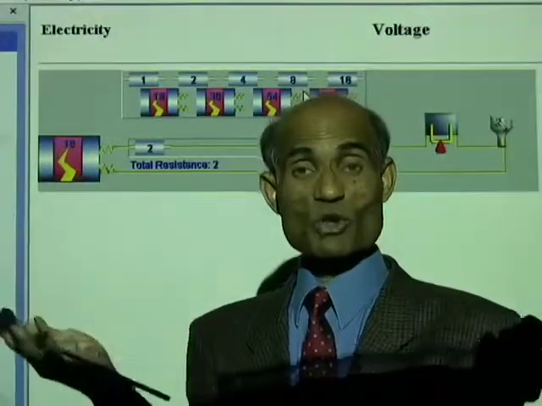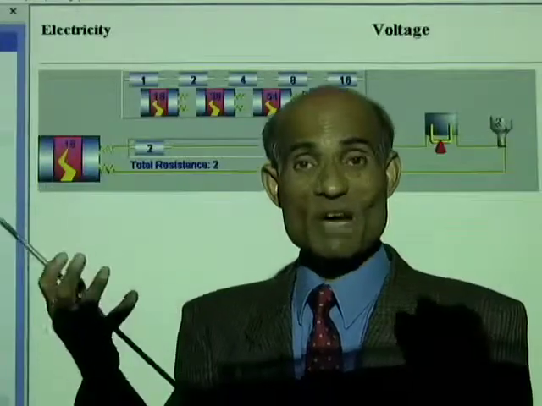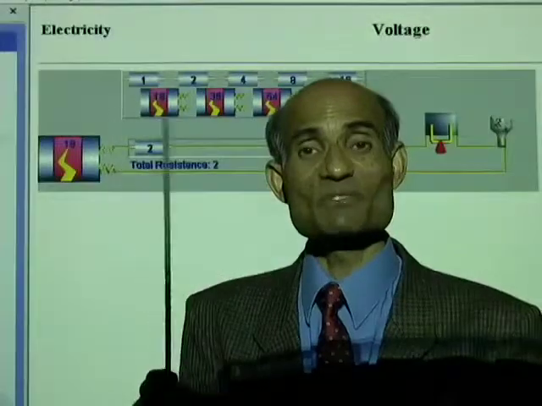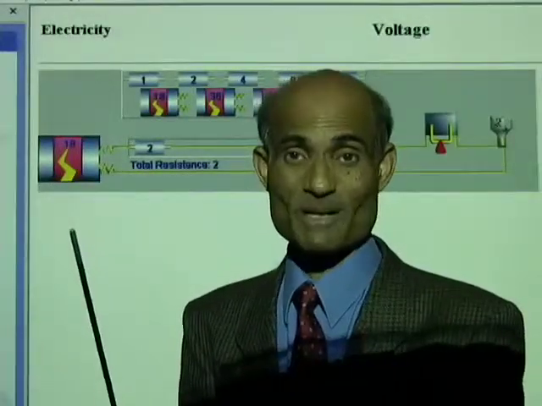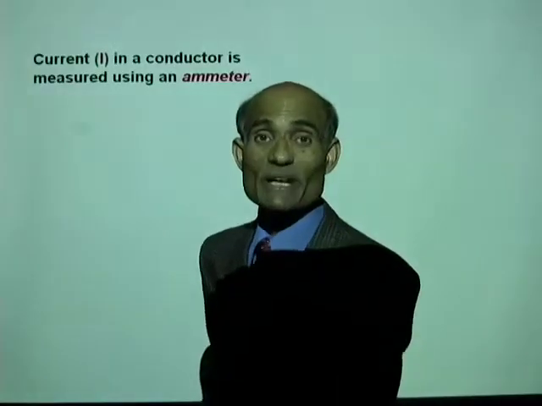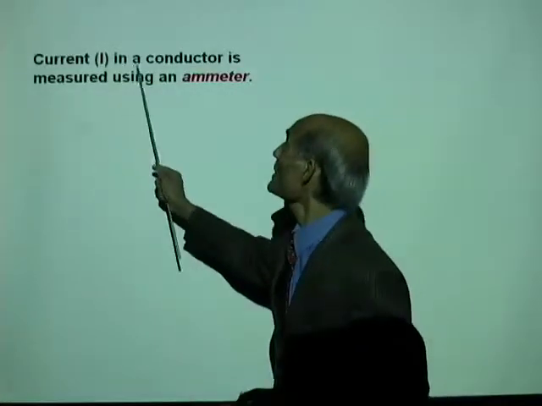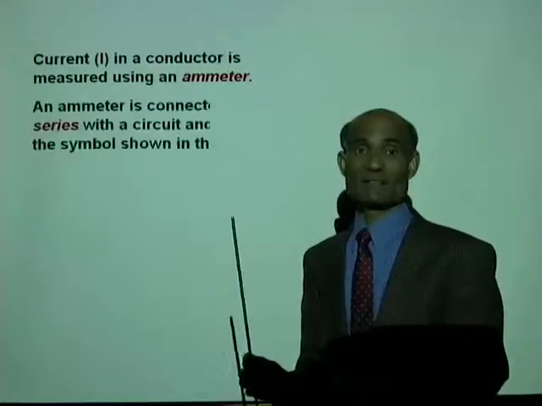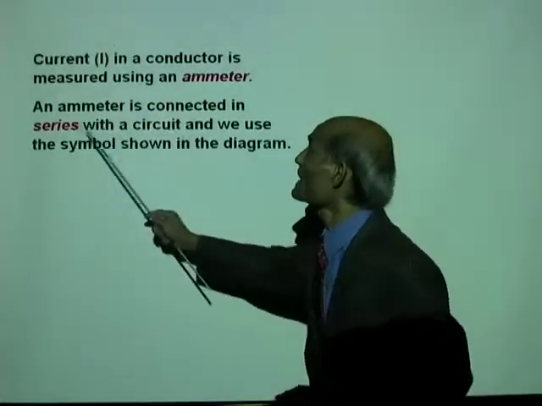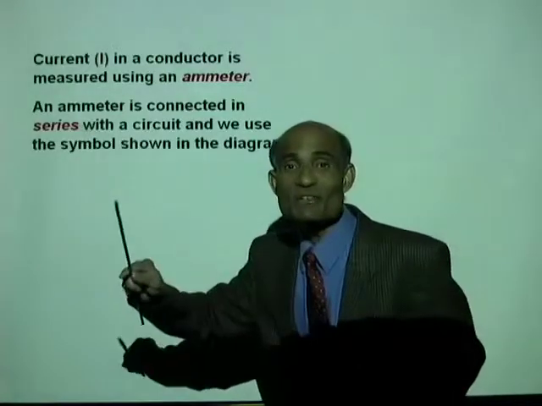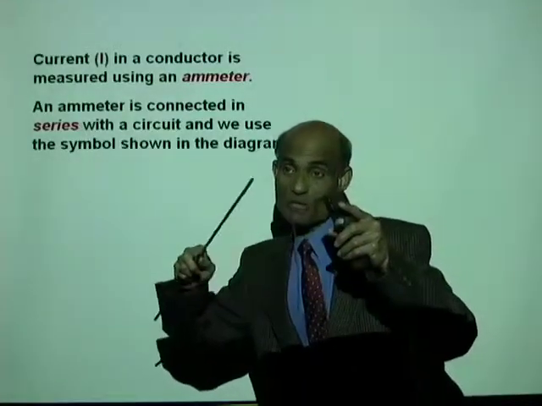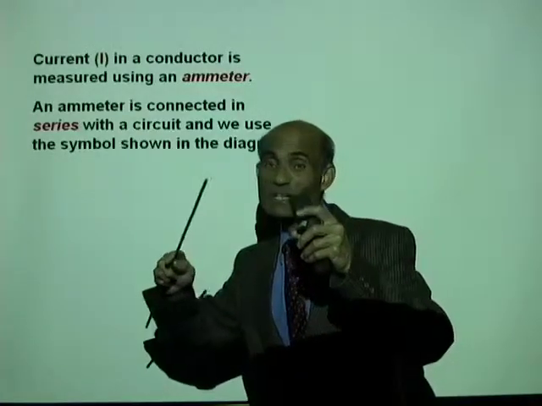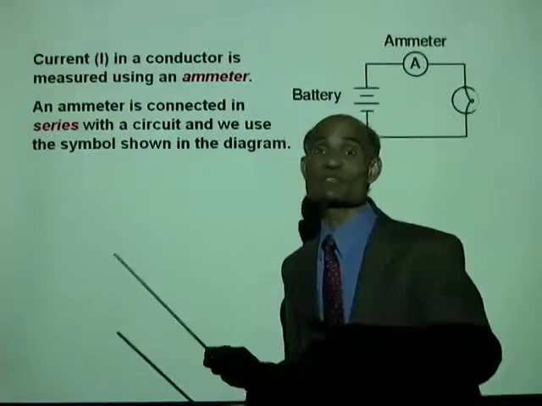In fact, almost all the web animations and interactive exercises are borrowed from useful websites, which you can access on your own. Alright? As I told you already, the current I in a conductor is measured using an ammeter. An ammeter is connected always in series with the circuit because the current has to go through it and through the conductor. The ammeter is connected in series with the conductor.